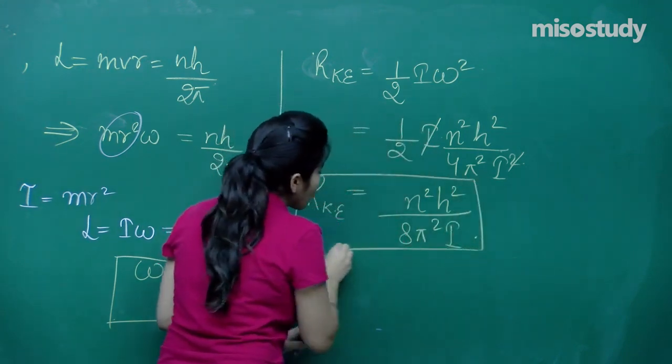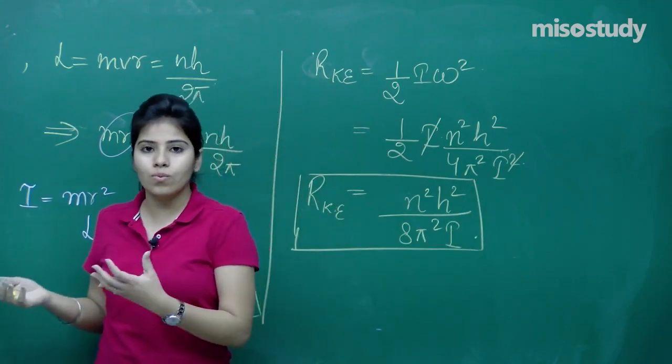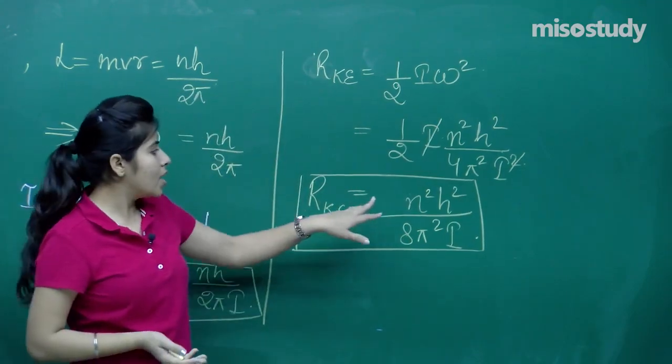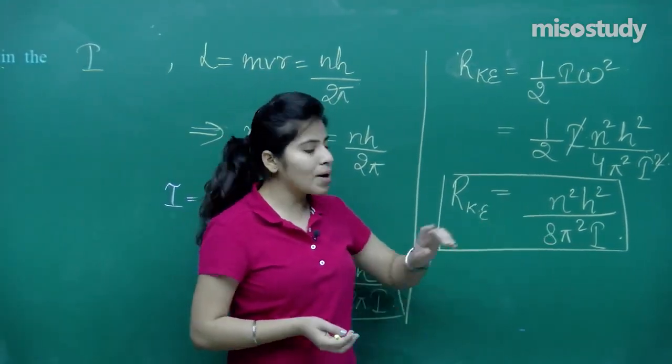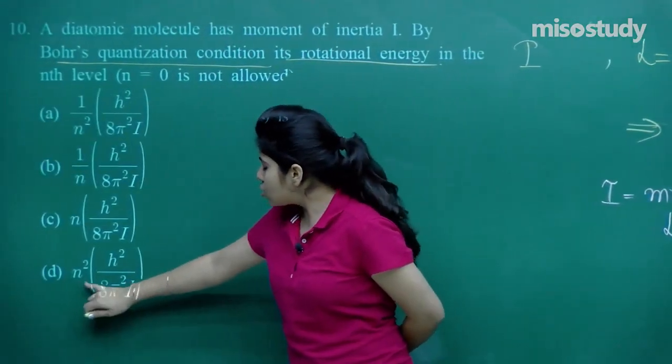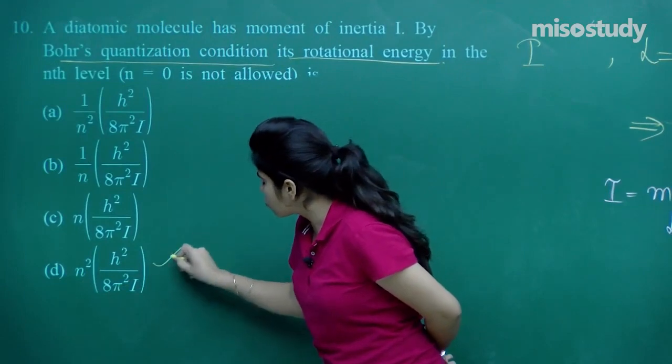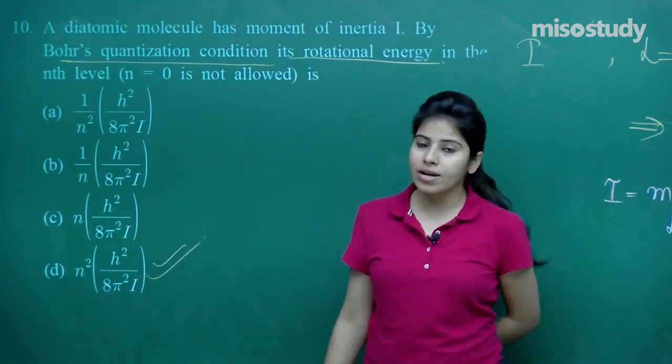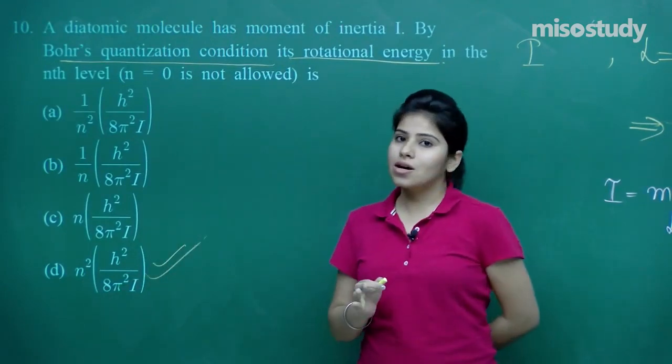Now we have to focus on whether this option is available or not. n square h square divided by 8 pi square I, that must be the correct answer for this question.